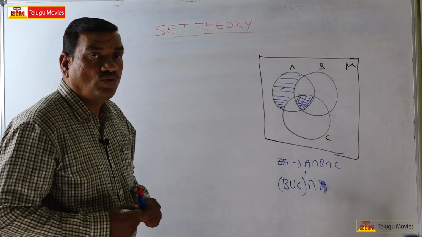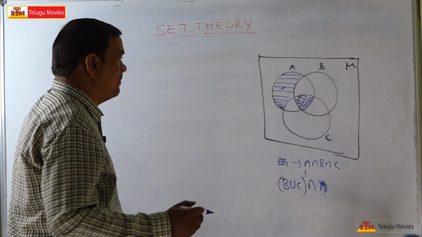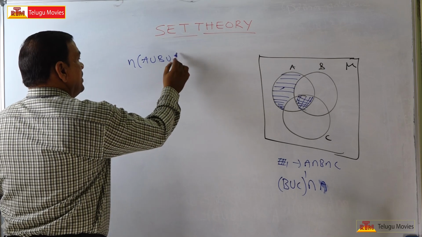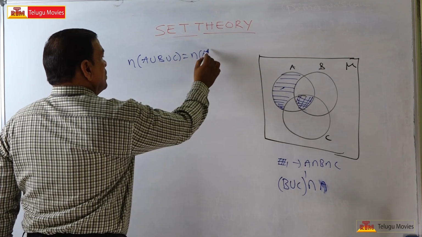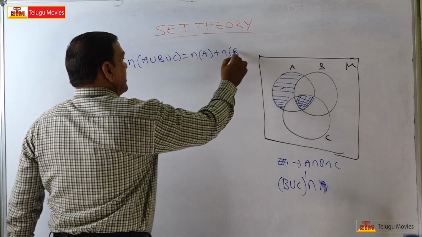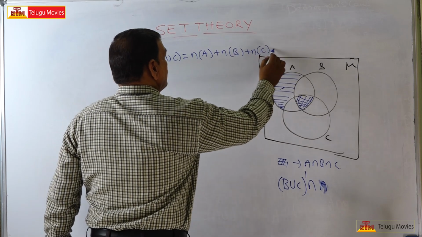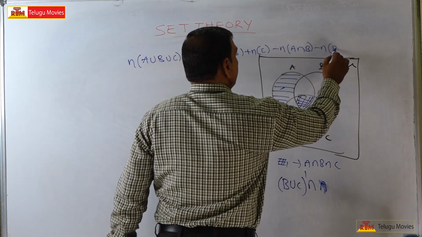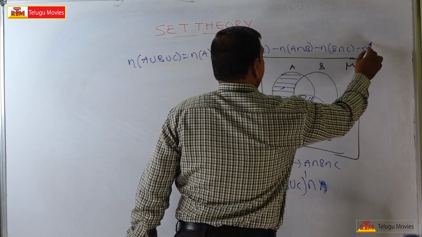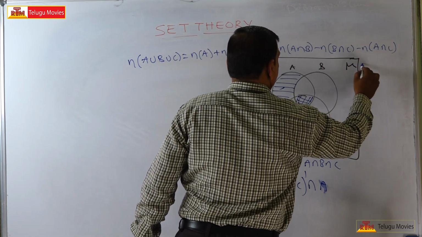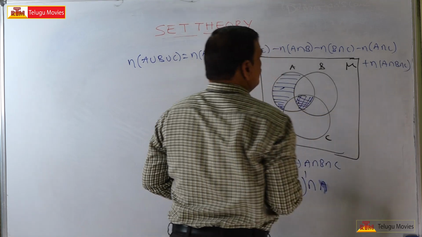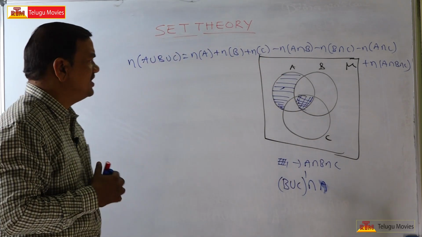Now I am going to the formulas related to cardinal number. Here the cardinal number formula is n of A union B union C is equal to n of A plus n of B plus n of C minus n of A intersection B minus n of B intersection C minus n of A intersection C plus n of A intersection B intersection C. Understanding this formula is also very, very easy.